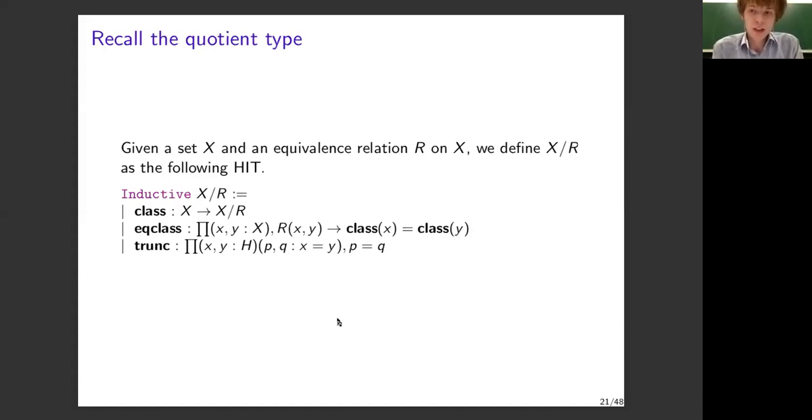The quotient X modulo R is defined as the following higher inductive type. We have a constructor class which says that each point in X gives a point in the quotient, and these points are identified according to the equivalence relation R. Furthermore, the quotient must be a set. So this gives a set.